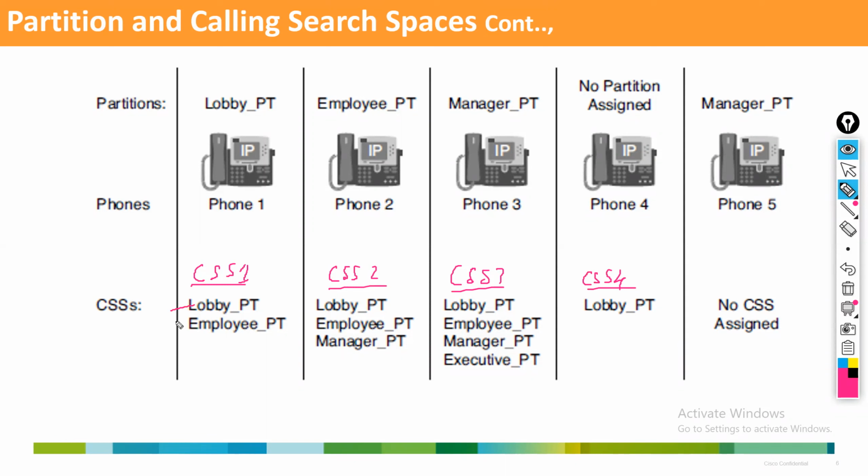One is the lobby, one is the employee. Means first you have to create a partition, then you have to create a CSS. Under the CSS, whatever partition you want, you can associate. Now under CSS1, how many partitions do we have? 2 partitions. Which are those? Lobby partition and employee partition.